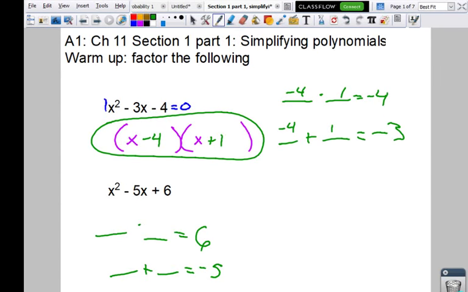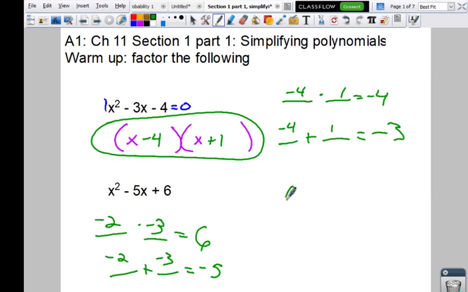Alright, so for our warm up, we want to know what times what is 6 and adds up to -5. What'd you get, Magi? -3 times -2. Yep. -3 times -2 is 6. -3 plus -2, I wrote it backwards, it doesn't matter, is -5.